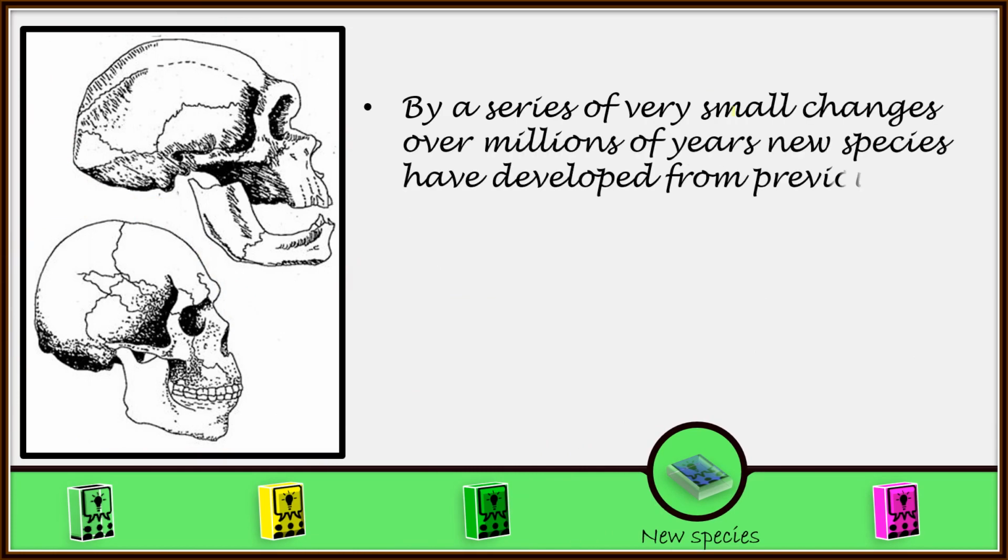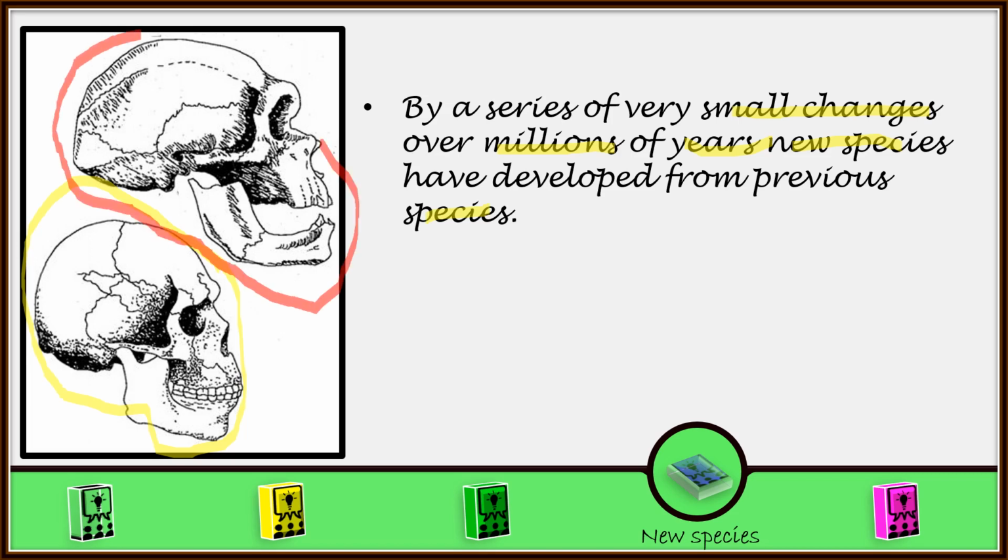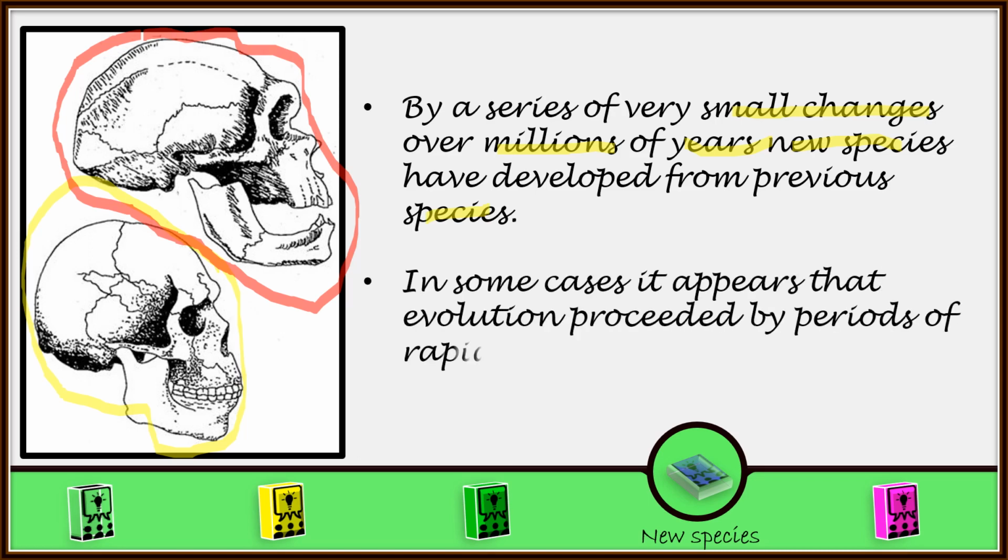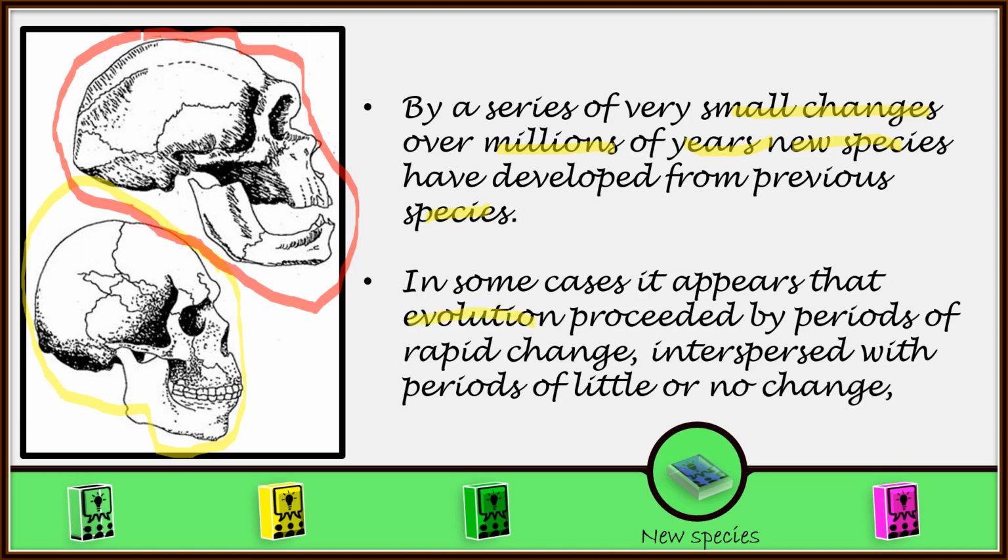By a series of very small changes over millions of years, new species have developed from the previous species. So there has been a series of changes that have taken place over a period of millions of years. Those small changes have created new species which are existing right now from the previous species. So there has been a change that has taken place from the previous one to the present one. In some cases, it appears that evolution proceeded by periods of rapid change, interspersed with periods of little or no change.